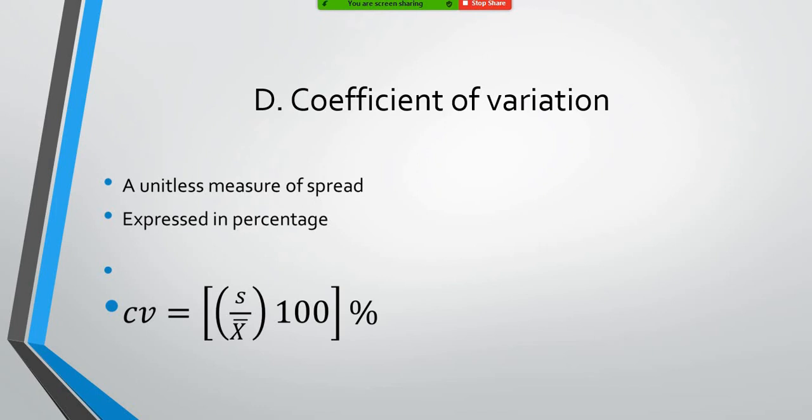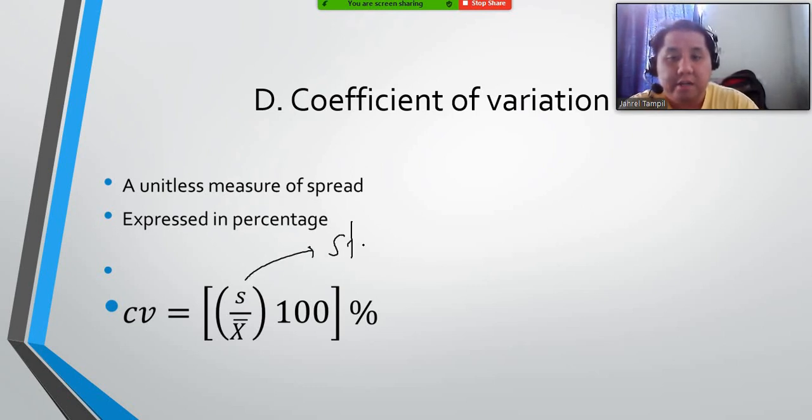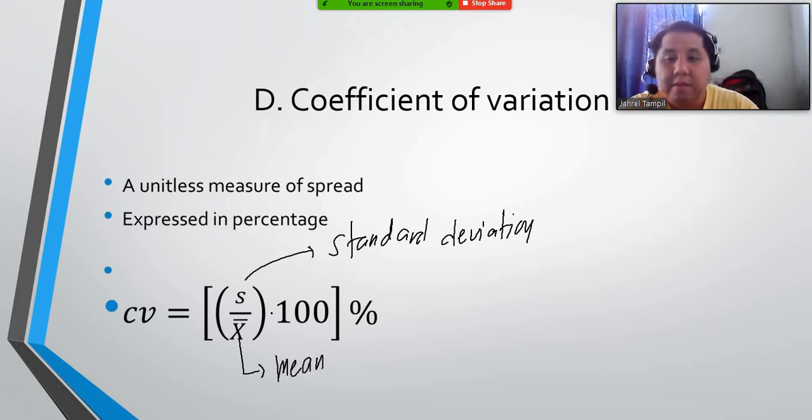Another measure of variation is the coefficient of variation. It is a unitless measure of spread, expressed in percentage, given by the formula below. In the formula, S stands for our standard deviation, and X bar stands for the mean. Then this is times 100, then put the percent sign. So that's how we compute the coefficient of variation.